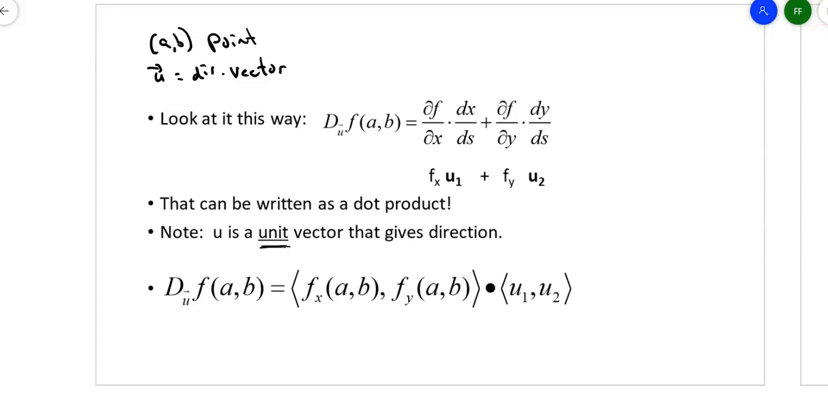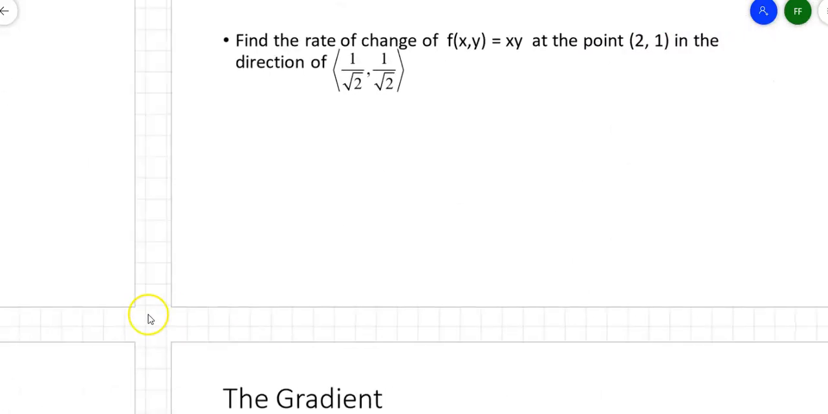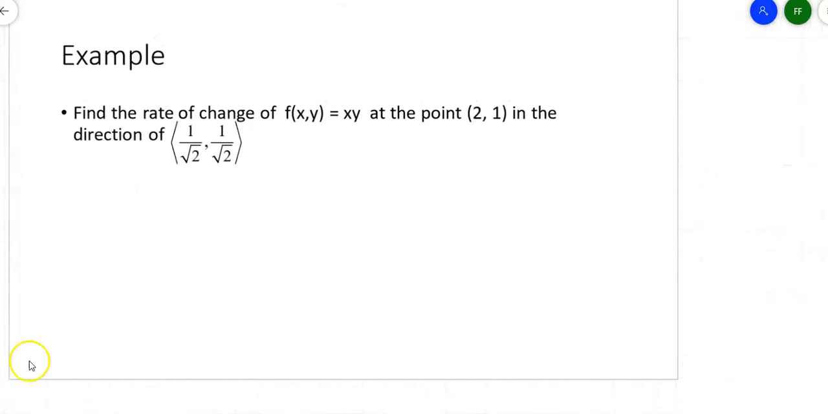So let's try a couple of these. Like I said, the PowerPoint has all the information as to how I came up with this. I did not just invent this. But let's work through a couple of problems that deal with that. So we know that we're going to have to come up first with a vector that represents the partial derivative with respect to x and partial with respect to y. So if I take the derivative of xy with respect to x, I just get y. If I take the partial derivative of xy with respect to y, I just get x.